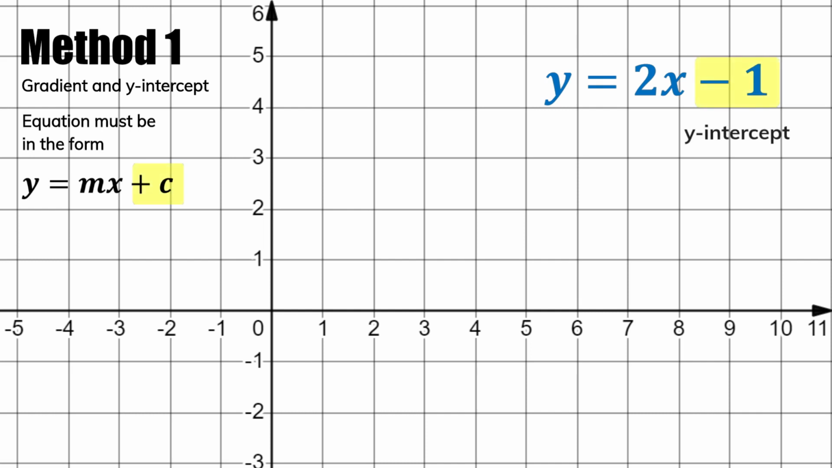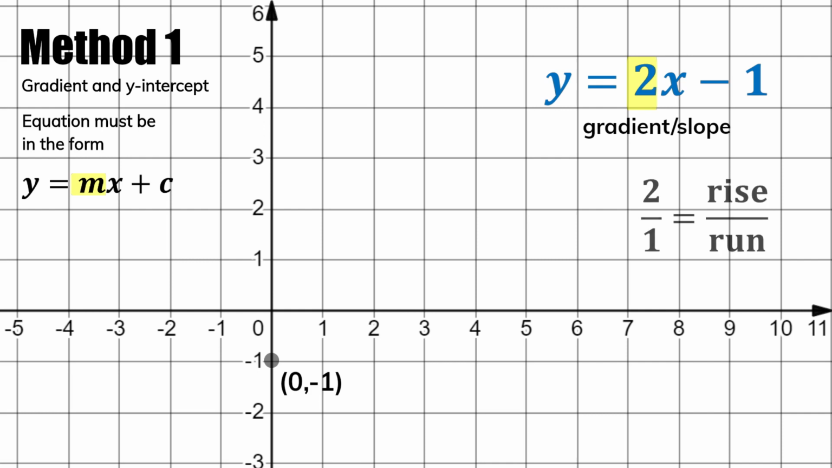We can see that our c value is -1 and that is our y-intercept. So let's go ahead and put a point at our y-intercept of -1. We only need one more point now to be able to graph this line, and we're going to use the gradient to help us do that. So the gradient is 2, which is our m value, and it's positive. So a positive gradient means if we look from left to right, the line will be sloping upwards.